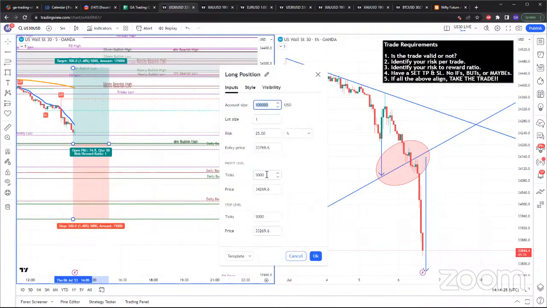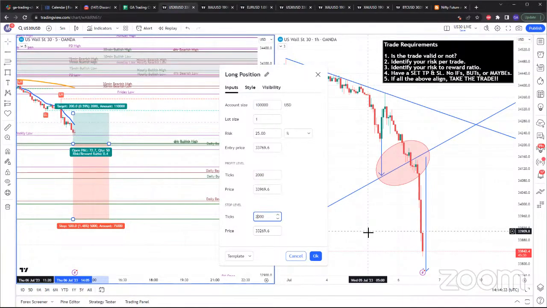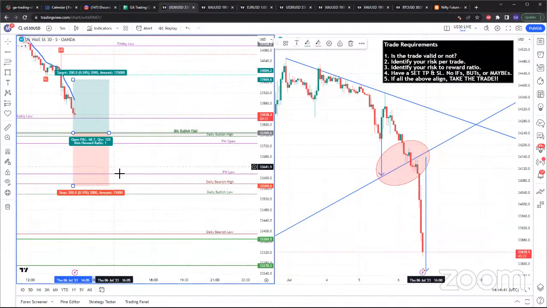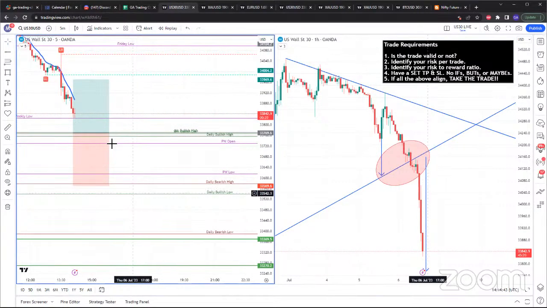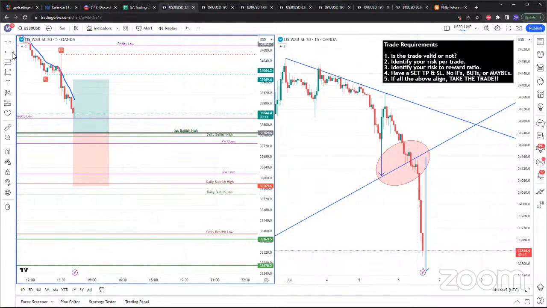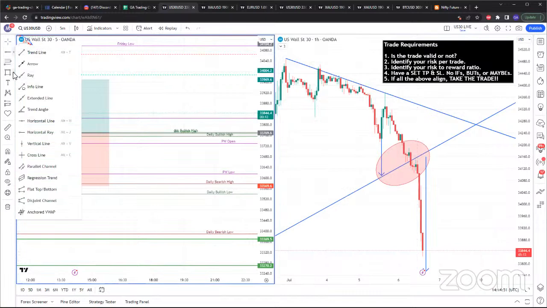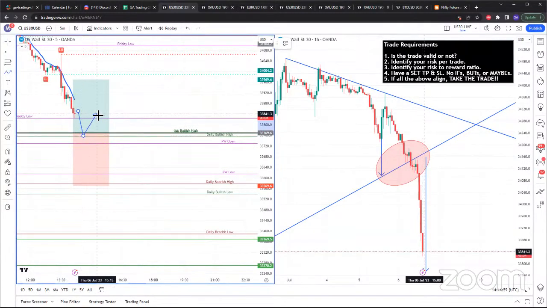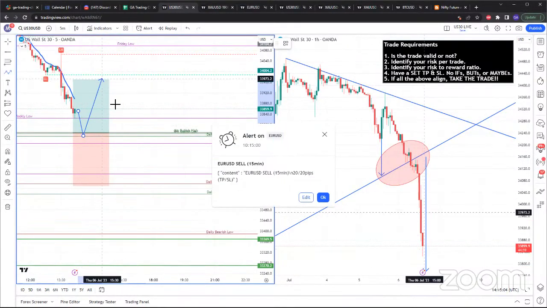The issue with using a 200 pip stop on US 30 at around 33,760 is this daily bearish high. What this daily bearish high will do is pull liquidity down here, and it also gives market makers a chance to manipulate price. So when we get down here, there'll be some sort of rejection to the upside. The question is, is it strong enough to hit your 100 pips TP or 200 pips TP?